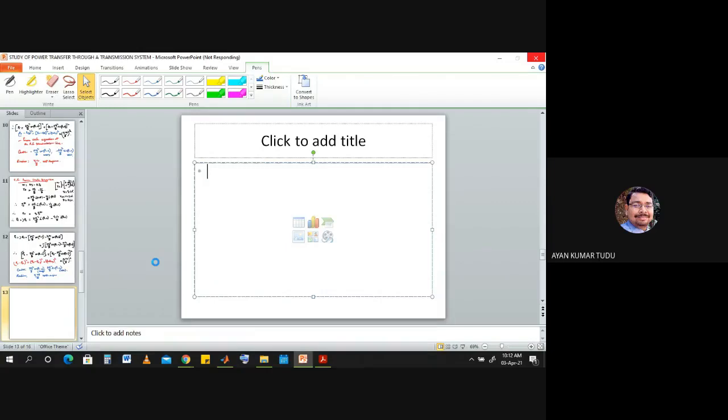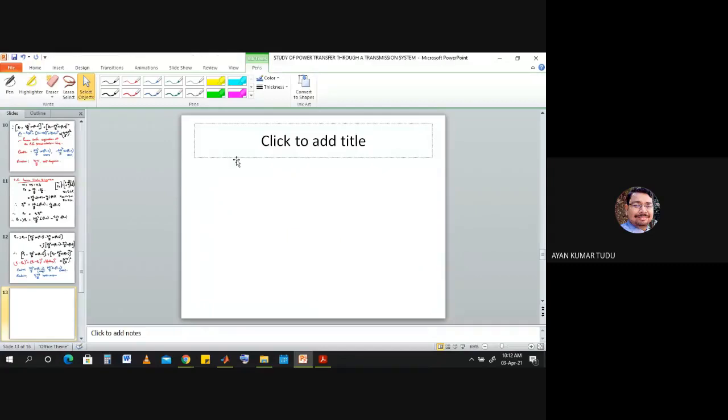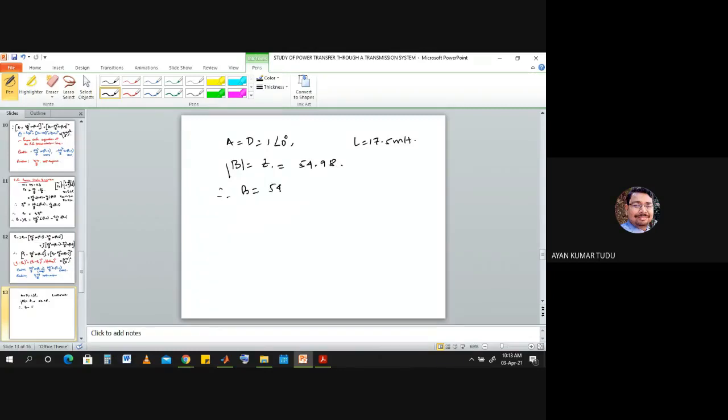Okay, so you may write it down that since we are considering a short transmission line, what were the values? For the short transmission line, A would be equal to D will be equal to 1 angle 0 degree, correct? B would be equal to our Z. And what is Z? We said L is 17.5 millihenry. So Z would be equal to 54.98. So actually, therefore, B would be 54.98 angle 90 degree. What will be the value of C?